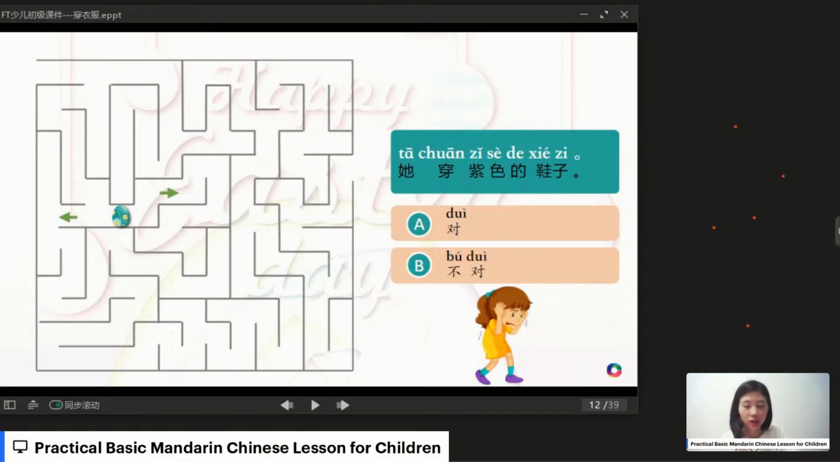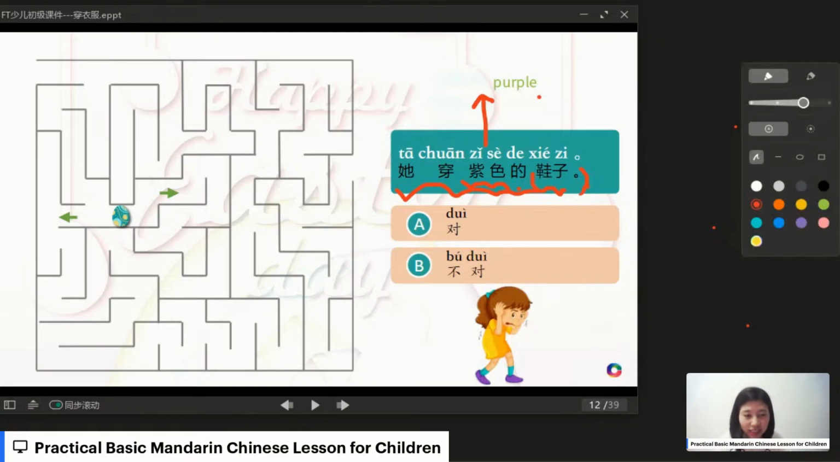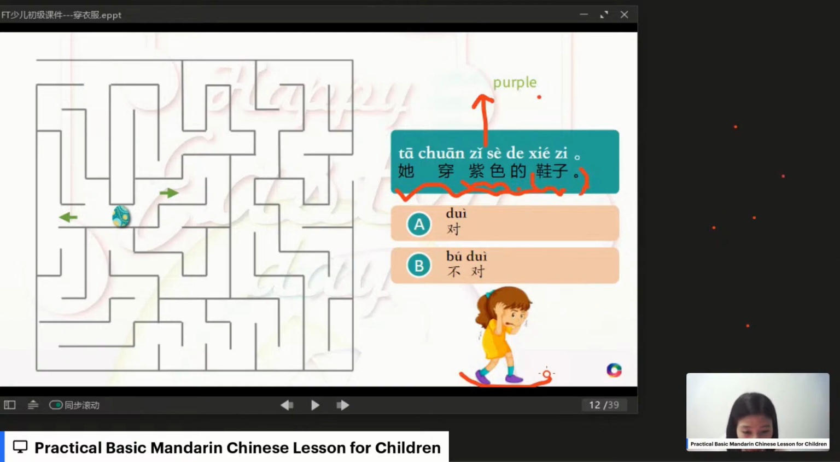Let's check the next one. Here, 他穿紫色的鞋子. So we have shoes, 鞋子, and this part is 紫色的. What is 紫色? What's the color? This color would be purple. The purple shoes. Let's check this girl's shoes. Yeah, this is purple, right? 紫色.